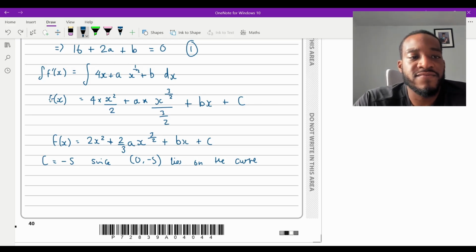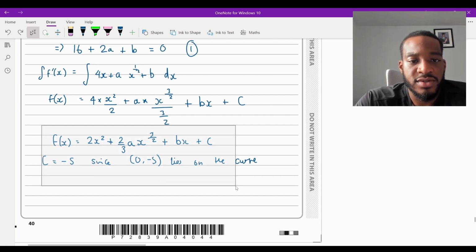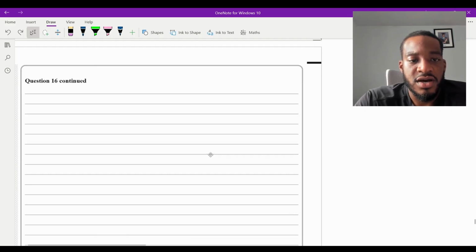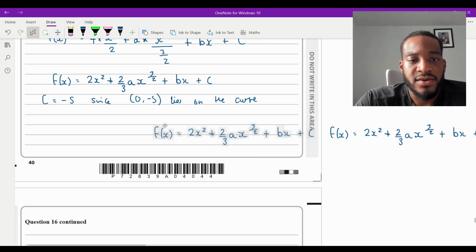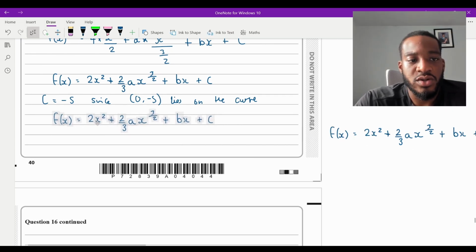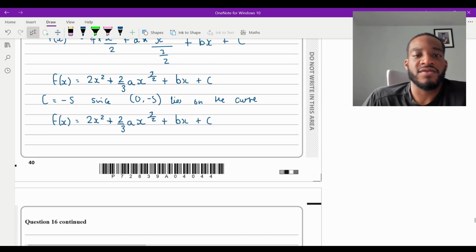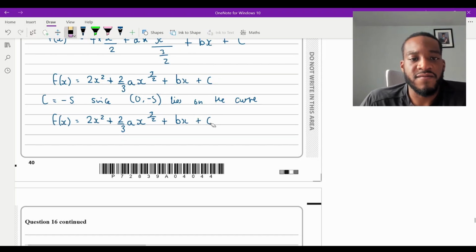So what I can then say so far is that I need to copy that whole function. If I copy that and put it underneath, all I'm going to do is rub out the c and replace it with -5. So we are here so far.